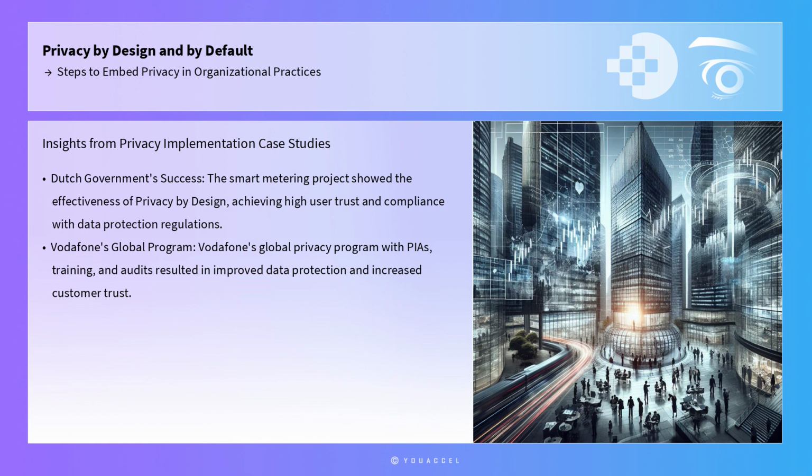Case studies provide valuable insights into how organizations have successfully embedded privacy into their practices. For instance, a study of the Dutch government's implementation of privacy by design principles in its smart metering project demonstrated the effectiveness of this approach. By integrating privacy considerations from the outset, the project achieved a high level of user trust and compliance with data protection regulations. Similarly, the telecommunications company Vodafone implemented a global privacy program that included PIAs, privacy training, and regular audits, resulting in improved data protection and increased customer trust.